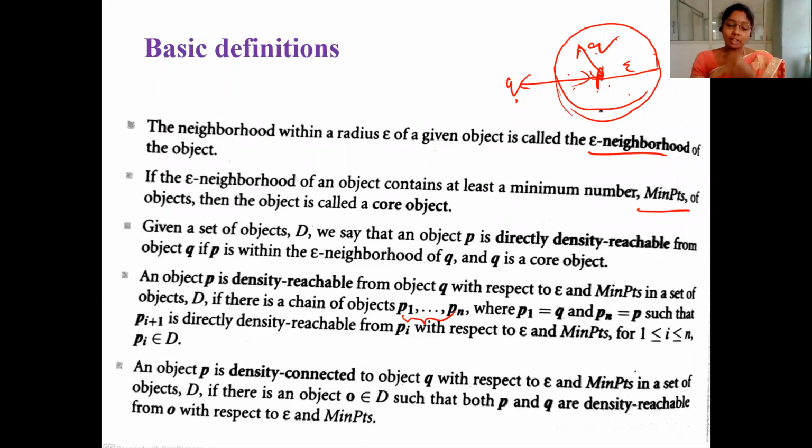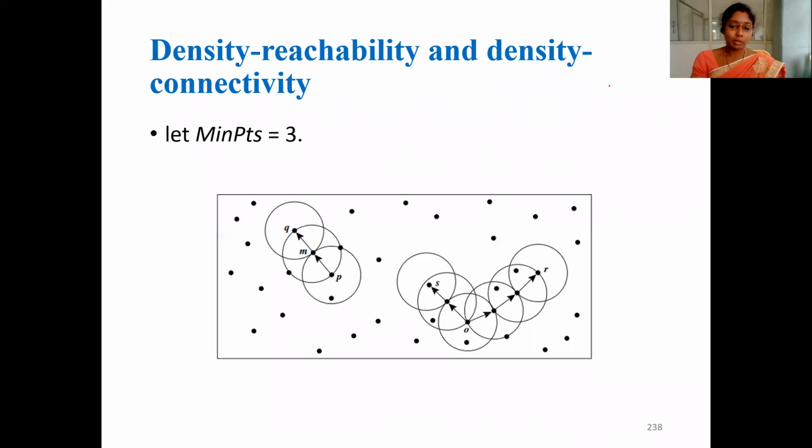And when are they density connected? An object P is density connected to object Q with respect to epsilon and min points if there is an object O in D such that both P and Q are density reachable from O. Our final goal is to identify all the density connected points and form the cluster with them. We also saw an example in the last class, and that was a manual process.